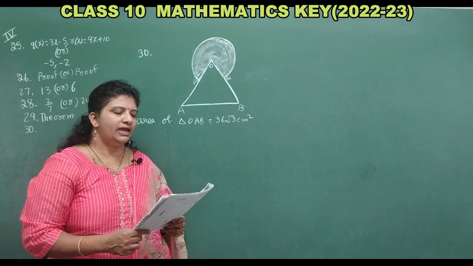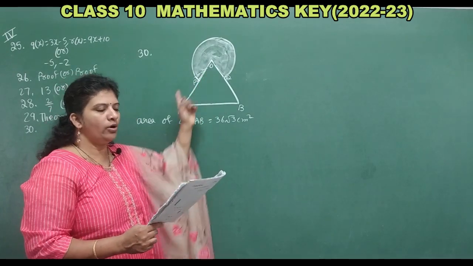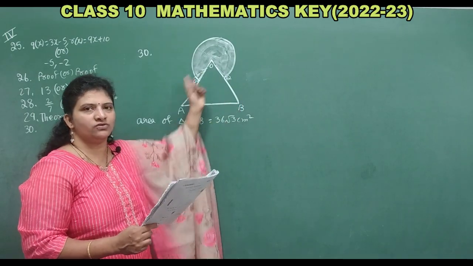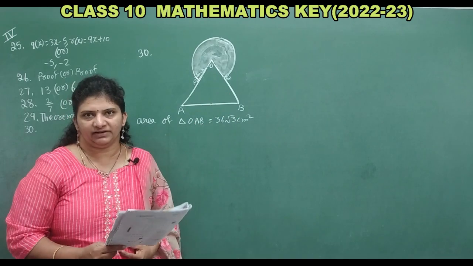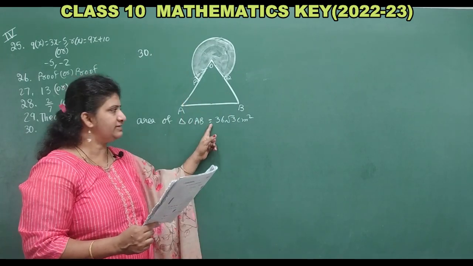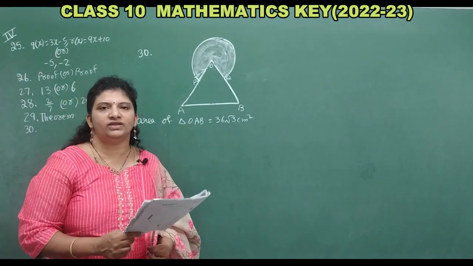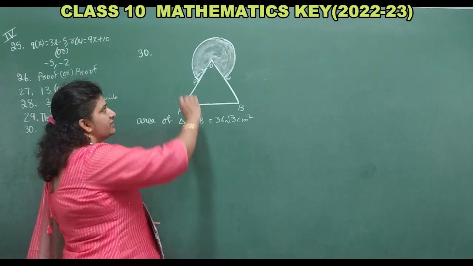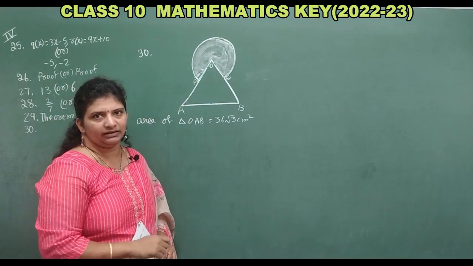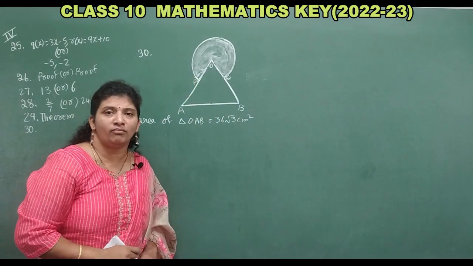30th problem. In the given figure, O is the center of a circle. OAB is an equilateral triangle. P and Q are the midpoints of OA and OB respectively. If the area of triangle OAB is 36 root 3 centimeter square, then find the area of the shaded region. Observe where the region is shaded. You can say a major sector. So if you want the area of this, what is the major sector formula?